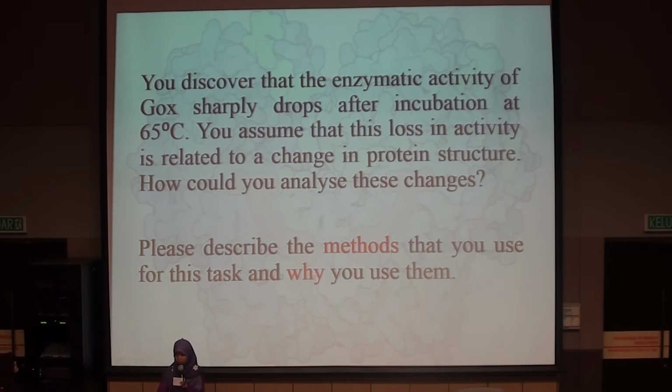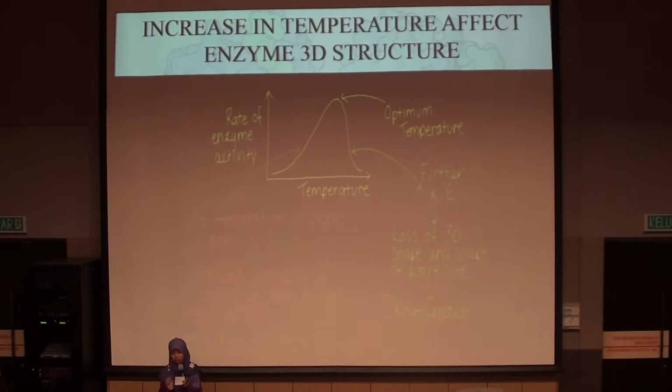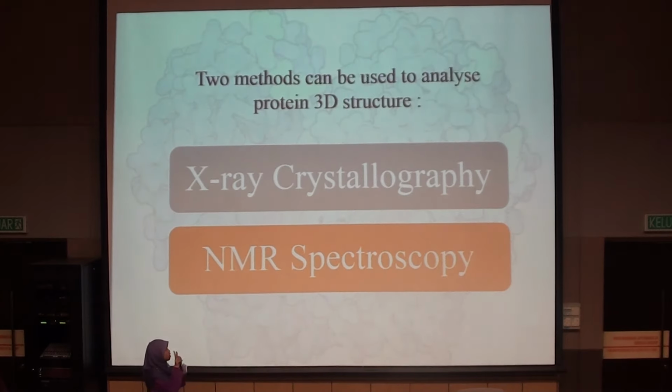Okay, so this is the last part of our presentation. Task 8 asks how we can analyze the protein structure with a change of temperature. As the temperature increases, the kinetic energy also increases, and this causes denaturation of the 3D structure, which is a change in the active site of the enzyme. These are the two methods to analyze protein structure: X-ray crystallography and NMR spectroscopy.